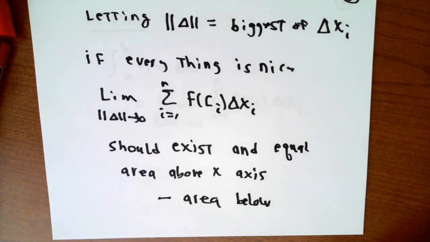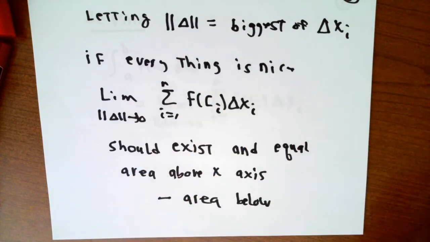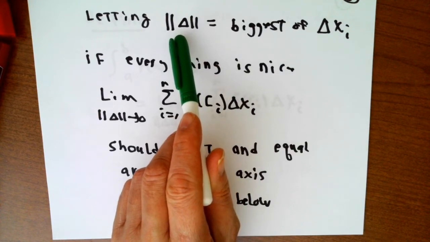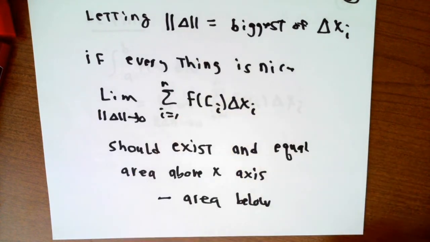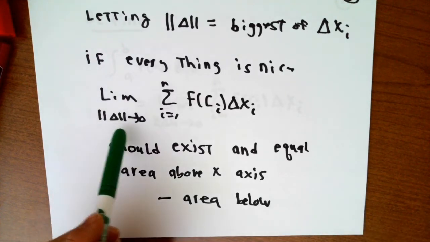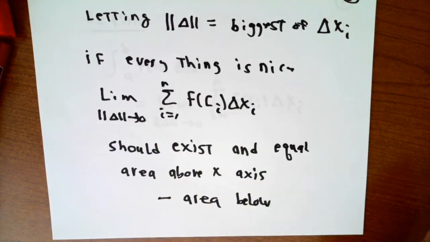Just for notational convenience, we're going to call the norm of the partition the biggest of all of these widths, delta x number i. This gives us an easy way to ensure that the width of each subinterval approaches 0. We'll make the largest of the delta xi's tend to 0, which means they all have to tend to 0. So the limit, as the norm of the partition tends to 0, of these Riemann sums should exist and be equal to the area above minus the area below.